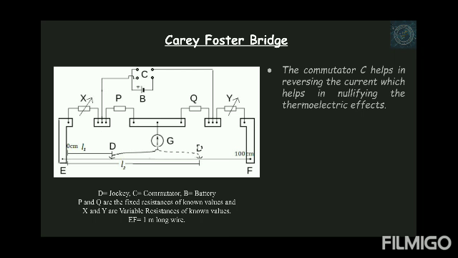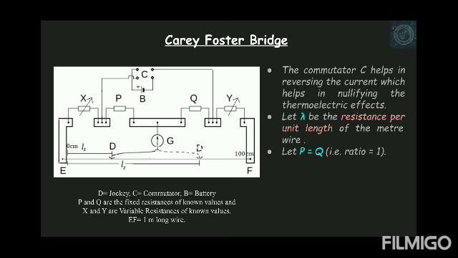Then why are we doing this in the practical? Well, it's to nullify the thermoelectric effects. I'll really not be talking about them right now. You can think about it. We will definitely discuss that in class. What else to note here?